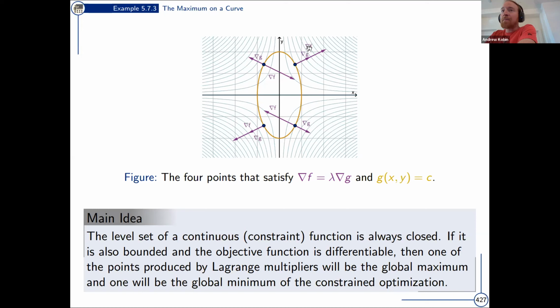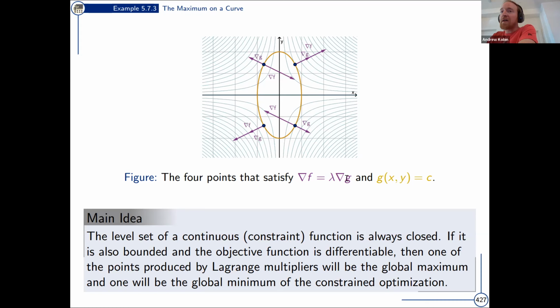nabla f is pointing in the same direction as nabla g. And that means that if we compare them, the lambda value will be positive. Those are the lambda equals positive 1/4 ones if you go back and solve for lambda. And on the other hand, at the negative positive or positive negative xy coordinates, the gradient of f was pointing in the opposite direction of the gradient of g, and the lambdas there were negative 1/4 for each of these. So you can go back and solve for those explicitly using all the equations we had previously.